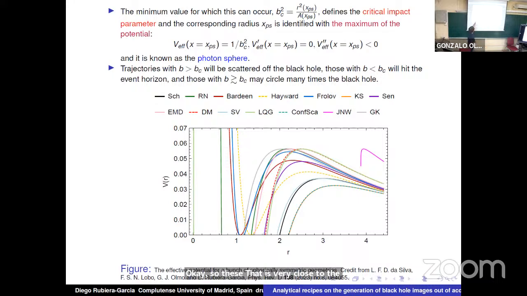And the one associated to the maximum comes from the solution of these three equations that you find there. Imposing the first condition imposes that there is a turning point, and the other two conditions impose that it's a maximum. So these three conditions combined tell you what is the critical impact parameter. In the case of Schwarzschild, this is 3 square root of 3 m, like 5.20 m. And the photon sphere radius, which is the value of r, depends also on the geometry you are considering. For Schwarzschild, this is 3m.